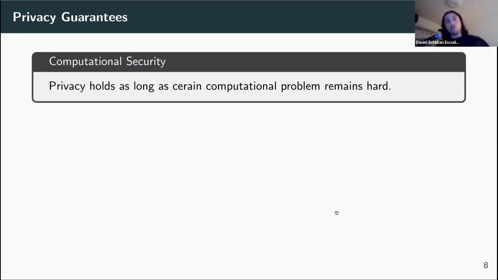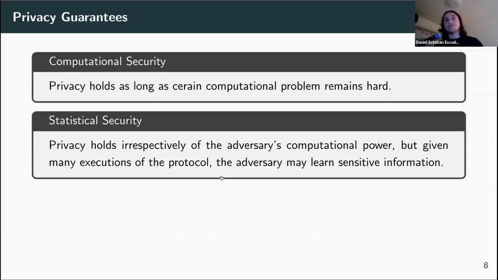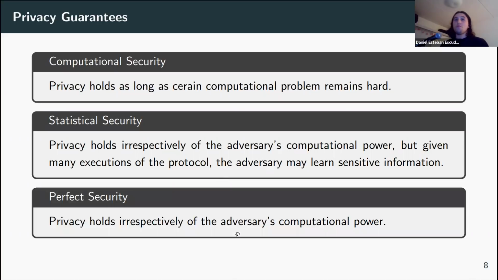But in MPC, we actually have stronger notions of security that are not so common in practice, in the real world or in traditional cryptography. You don't see them so often, but they're actually present everywhere. One of them is what we call statistical security. Intuitively, this means that privacy holds irrespective of the adversary's computational power. So no matter if the adversary is very powerful and can break all the discrete logarithms in the world, it won't be able to learn the party's input. But if the adversary had access to many executions of the protocol, maybe it could learn. Of course, in practice, it only has access to a few, so that should be fine. Statistical security is much better because it doesn't rely on the computational power of the adversary being bounded. And the last one is what we call perfect security.